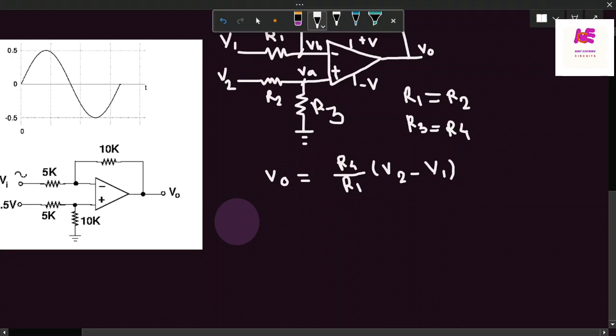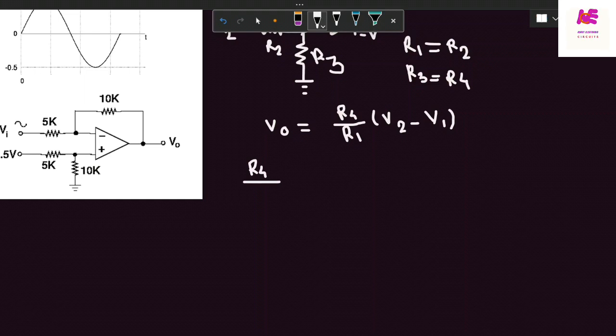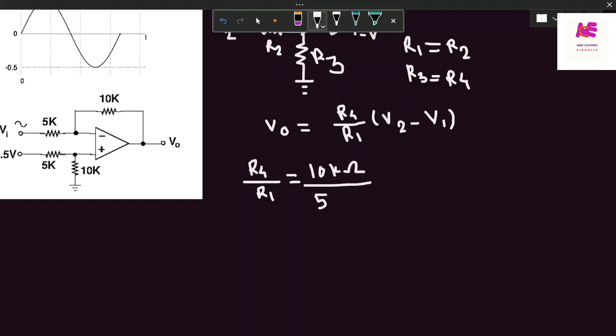Consider the first case. Here we have to consider only the amplitude. We don't need to focus on the frequency of the signal, since the inverting input is AC and the non-inverting input is DC. We have to focus on the amplitude of the signal. Please be noted. R4 upon R1 is equal to 10 kilo ohm divided by 5 kilo ohm, which is equal to 2.